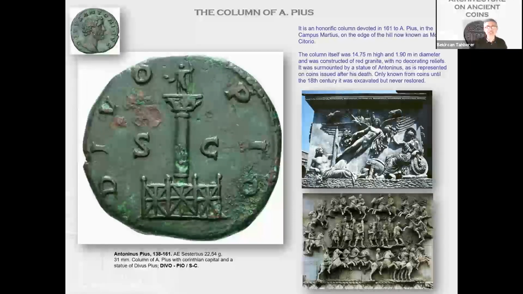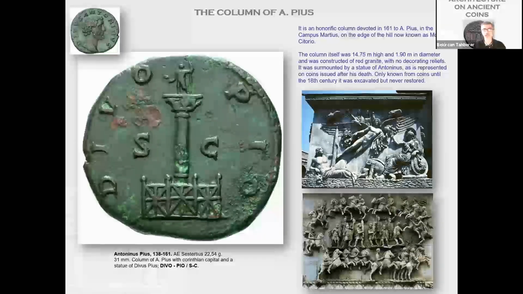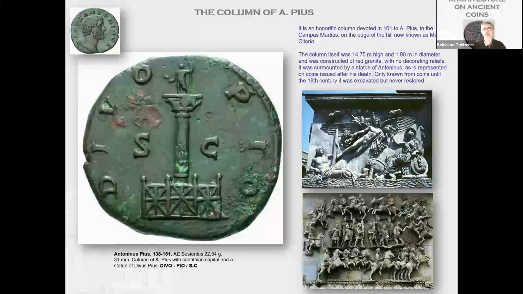Much smaller, or half the size of Trajan's column, was the column dedicated to Antoninus Pius the year he died in 161 AD. It was only about 15 meters and 1.90 meters in diameter. No ornamentation on the column. It was just the base that was richly ornamented. It disappeared from history until recent years. They excavated it and they found the base, but the rest of the column and the statue on top of the column were lost to history.